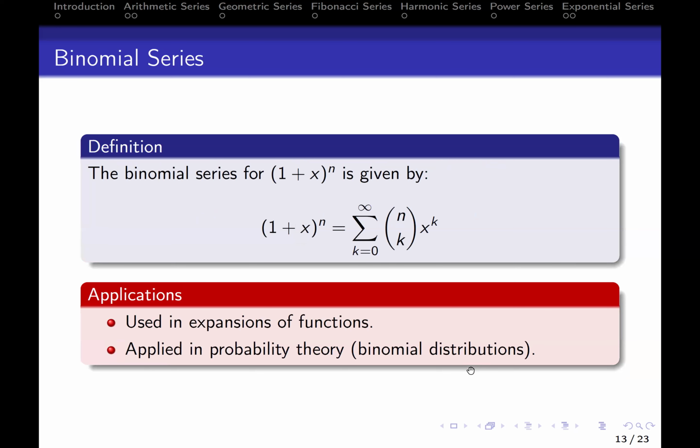So then you have the binomial series, which is also nice, which helps a lot. So the binomial series for (1 + x)^n is given by that expansion you have right down there. And it is used in expansions of functions, and applied in probability theory. In fact, there's a whole distribution called the binomial distribution. So this really comes in handy in that situation.